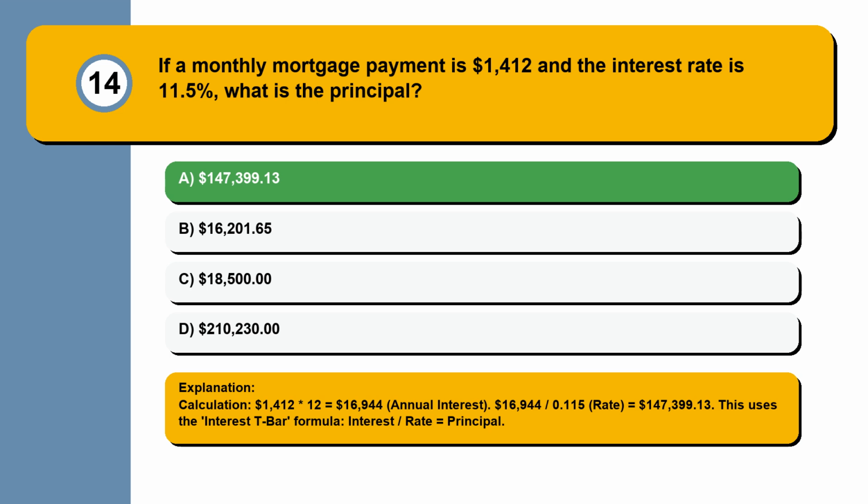Calculation: $1,412 * 12 equals $16,944. Annual interest: $16,944 / 0.115. Rate equals $147,399.13. This uses the interest T-bar formula, interest/rate equals principal.